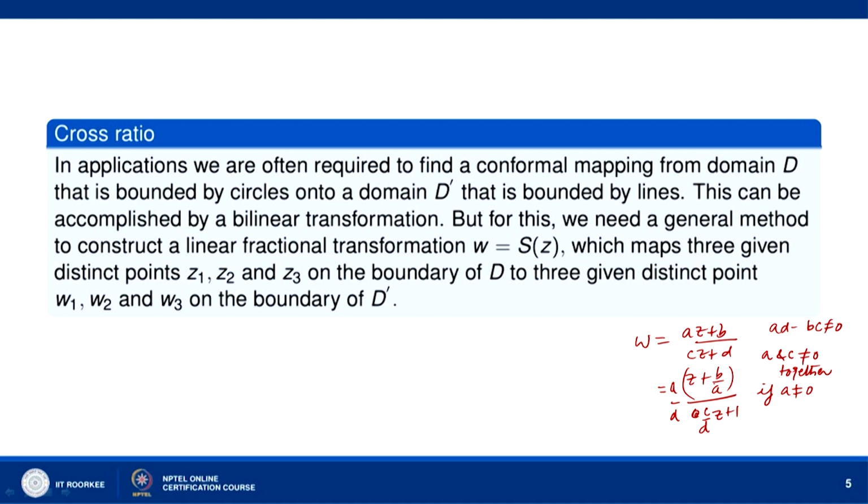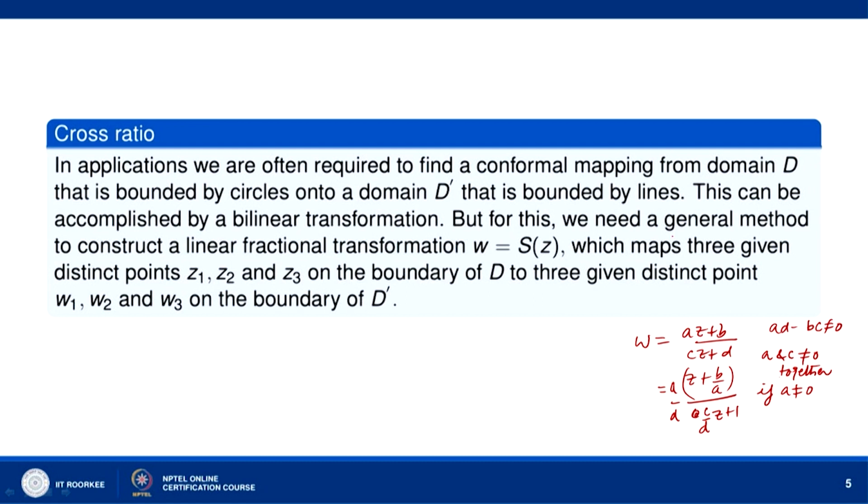So then you can see there are only 3 ratios, A by D, B by A, C by D. They can be replaced by 3 constants. So to determine a unique bilinear transformation, we need to have 3 distinct points. If we have 3 distinct points, then we can determine a unique bilinear transformation which maps 3 distinct points Z1, Z2, Z3 to 3 distinct points W1, W2, W3.